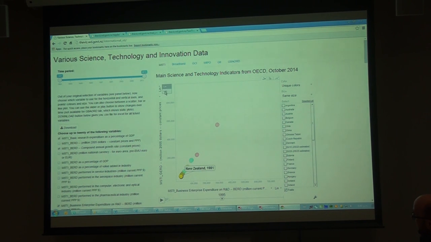How do New Zealand know the other one? Yeah, that's interesting, isn't it? I'll put that on log scale as well. Is that good?